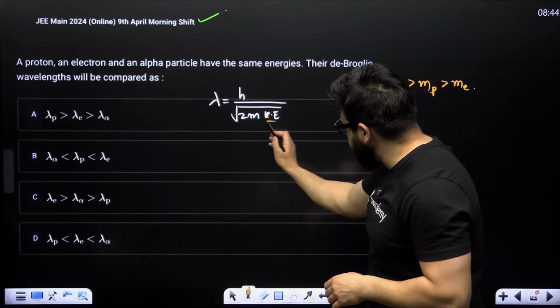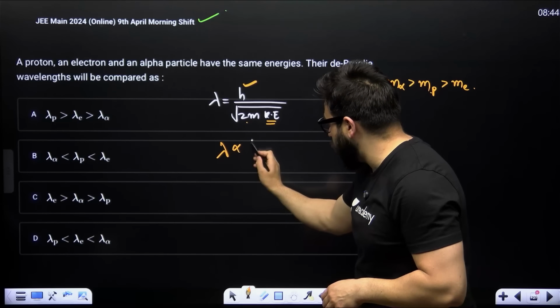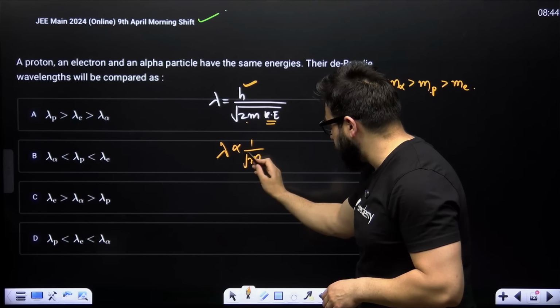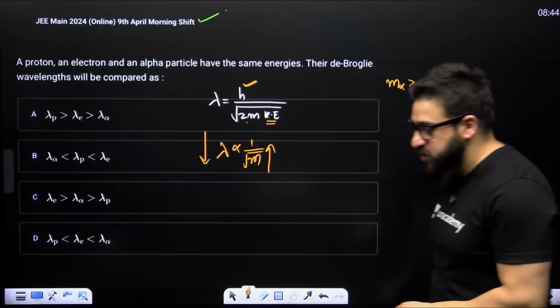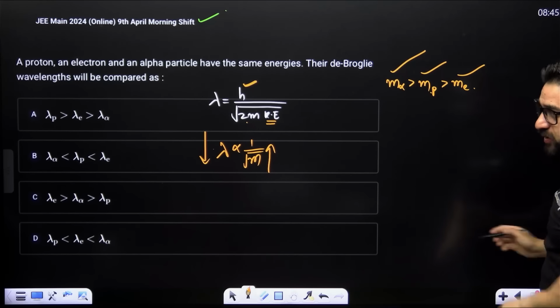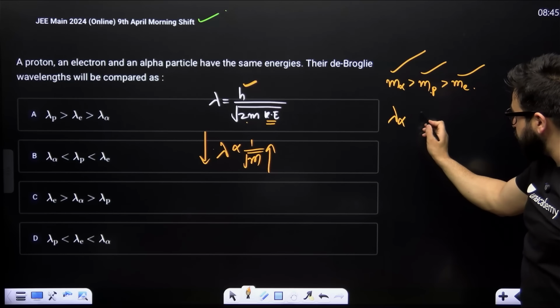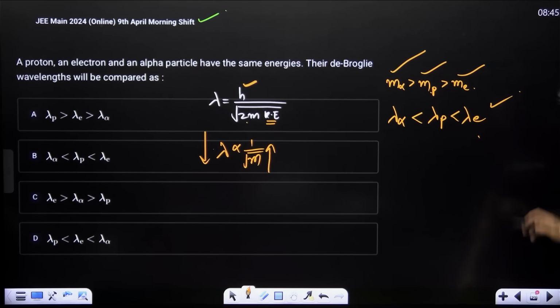Now if kinetic energy is the same and Planck's constant is the same, then lambda will only depend upon the root of m, the mass. So the one which has large mass will have less de Broglie wavelength. We say mass of alpha particle is greater than proton, which is greater than electron. So the de Broglie wavelength of alpha particle is less than proton, which is less than electron. This will be the ratio.